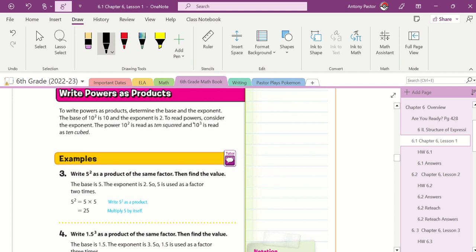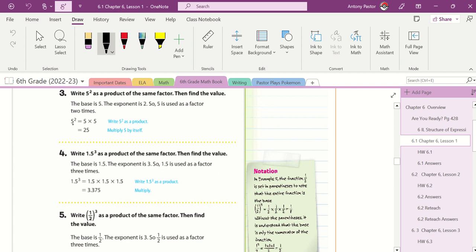Write powers as products. Now this is the opposite. So if I get an equation or an exponent like 5 to the power of 2, that's the same thing as saying 5 times 5. 5 times itself twice.